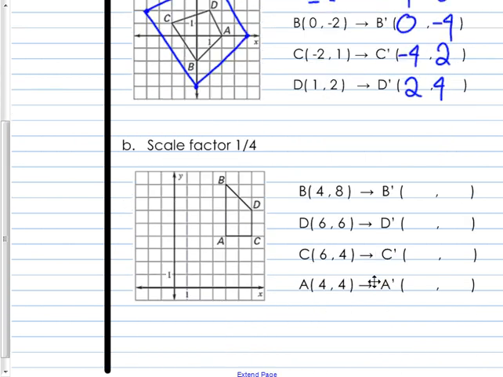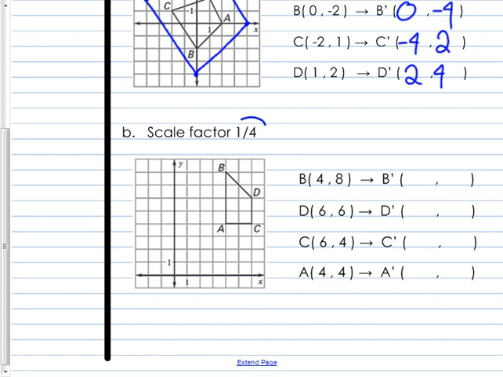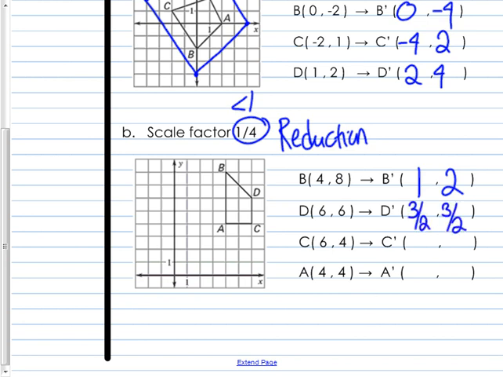And letter B, scale factor of 1/4. Well, we're multiplying by a number that is less than 1. So that would be a reduction. And to find the new coordinates, we're going to multiply everything by 1/4. So 4 times 1/4 is 1. 8 times 1/4 is 2. 6 times 1/4 is 6 over 4, which reduces down to 3 halves. So 3 halves, 3 halves. 6 and 4 multiplied by 1/4 again is 3 halves and 1. And then 4 times 1/4 is 1.